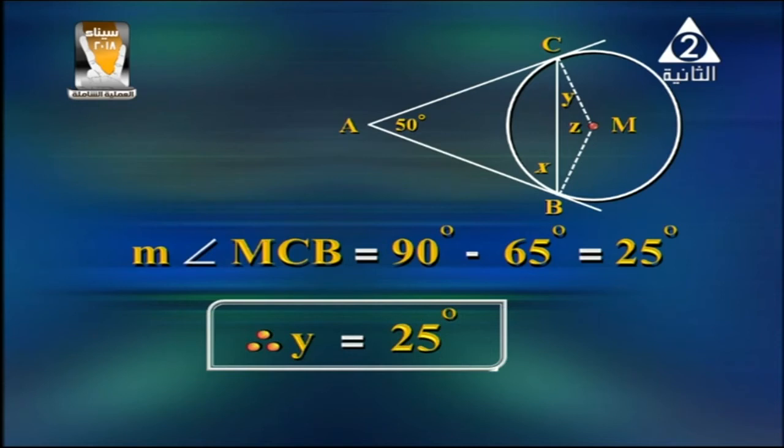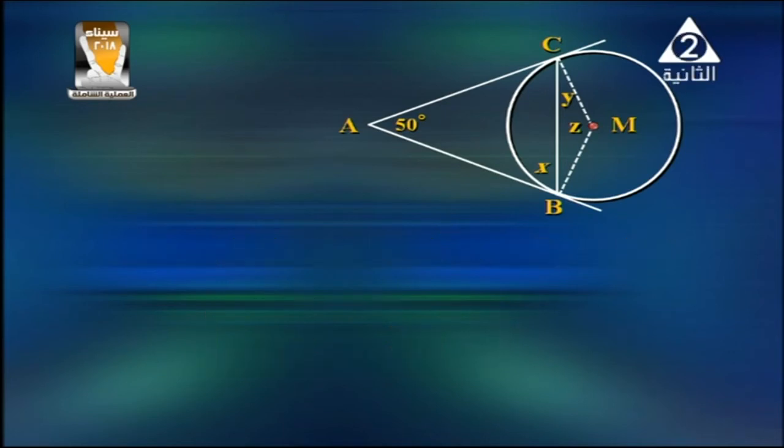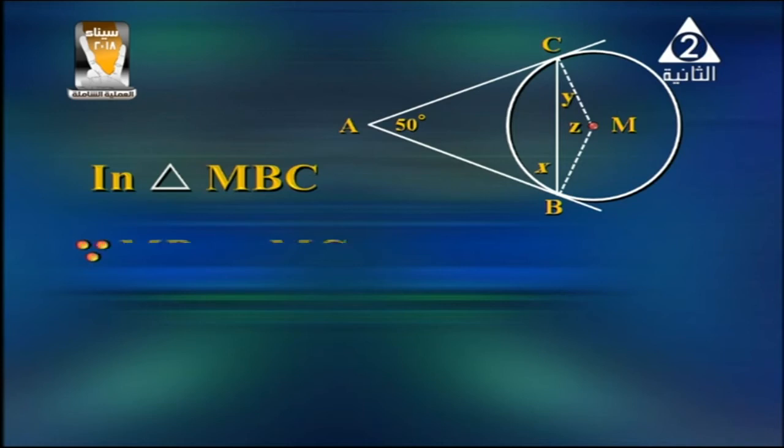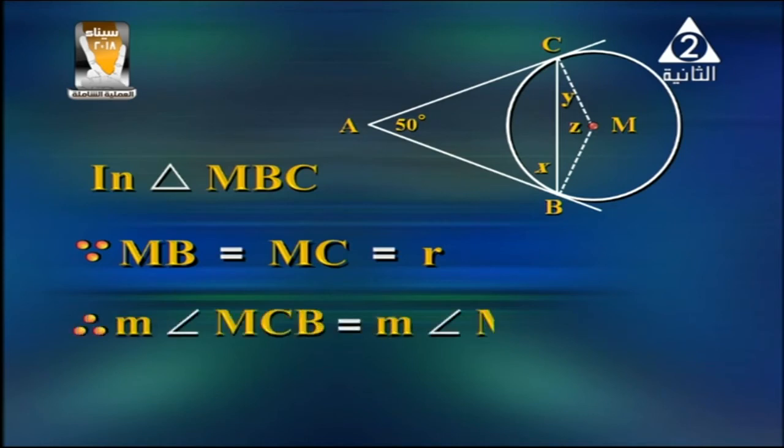So the value of Y will be 25 degrees. To find the value of Z, try to look carefully at triangle MBC. So in triangle MBC, what about MB and MC? Yes, they are two radii in circle M. So in this case, we can say that MB equals MC equals radius. Then triangle MBC will be an isosceles triangle. So measure angle MCB equals measure angle MBC equals 25 degrees.